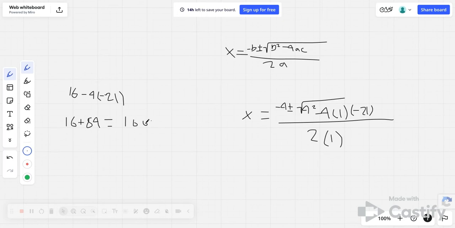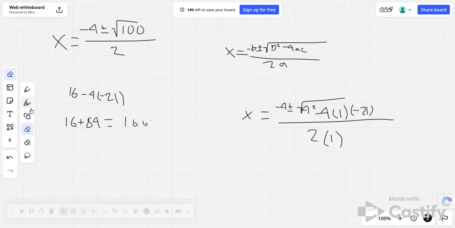And then we can rewrite our problem as x equals negative 4 plus or minus the square root of 100 over 2, because 2 times 1 is just 2. Now, whatever you have under here, you're just going to factor it as much as you can, and 100, the square root of 100 is just 10, because 10 times 10 is 100.